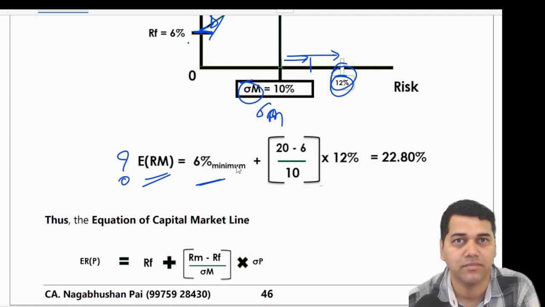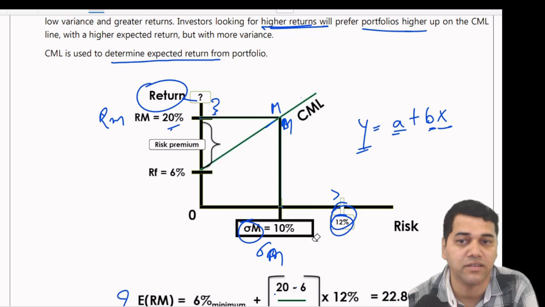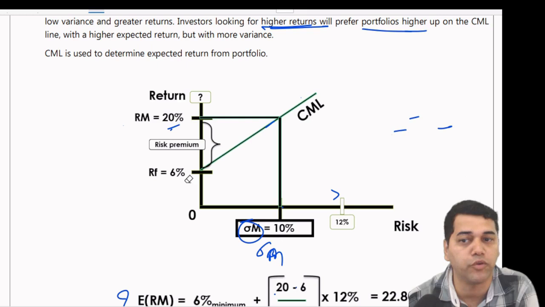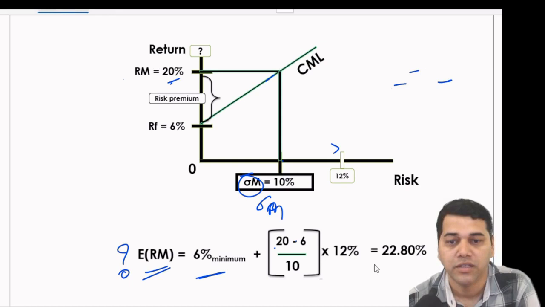Because the moment you go to the market, you should get more than the risk-free return. Then how much additional risk premium should you get? It is 20, total market, minus 6. Understand here, the equation goes like this. You earn this additional risk premium, 20 minus 6, for 10. Proportionately, if I want to take 12, how much additional risk premium? So you get one equation and calculate 22.8%.